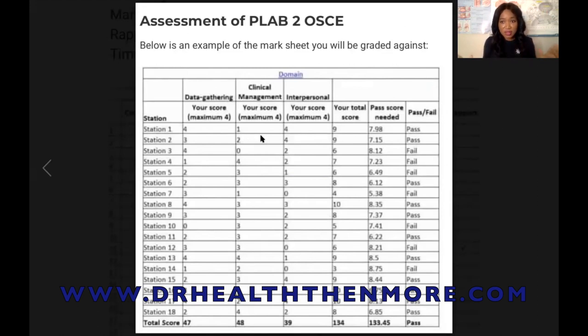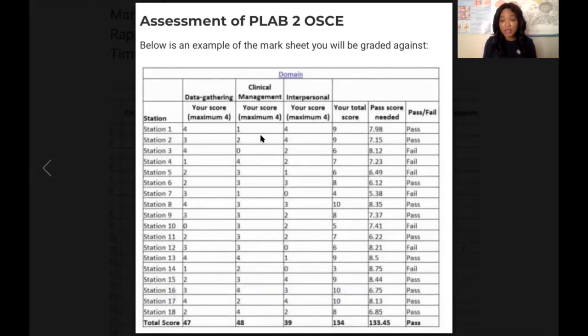There are three domains that are marked in this OSCE. One is the data gathering, which is basically your history taking. How did you take your history and all of that? Were you able to note the important things in the history? Then the second thing is the clinical management. How did you manage the case? And then the third domain is the interpersonal skills, like how did you relate with the patient? If you look at the score sheets, all the three domains have a maximum score of 4.